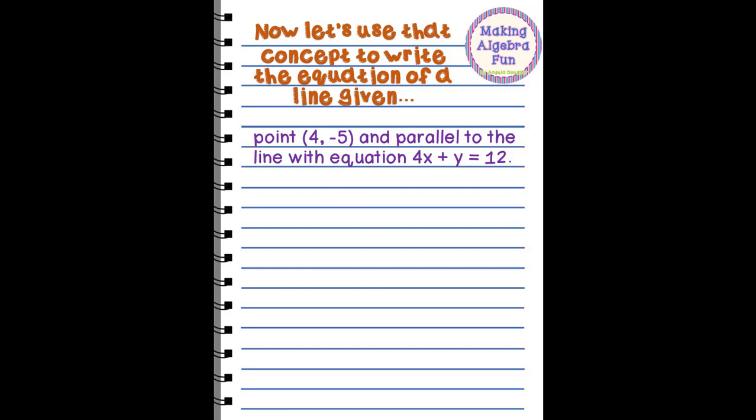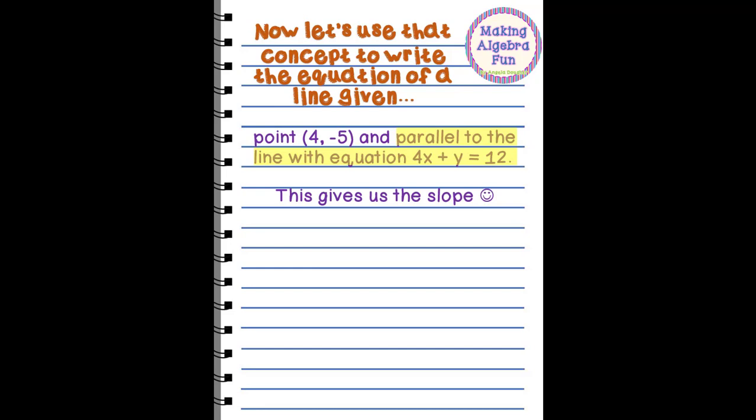So essentially they're giving you a point and a slope. They're just not telling you what the slope is. They're making you go out and get it yourself. What you need to know is that parallel lines have the same slopes. So when they say parallel to this line, they're giving you the slope.